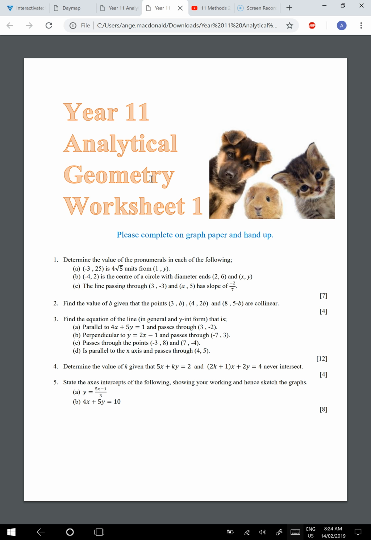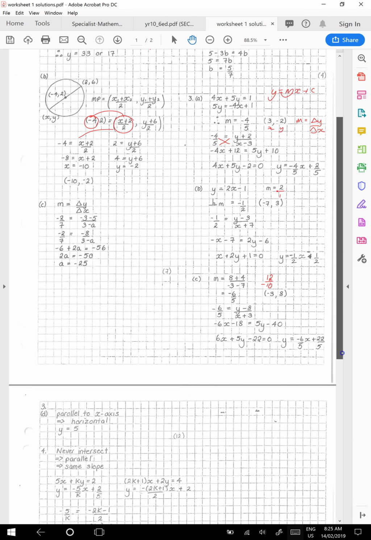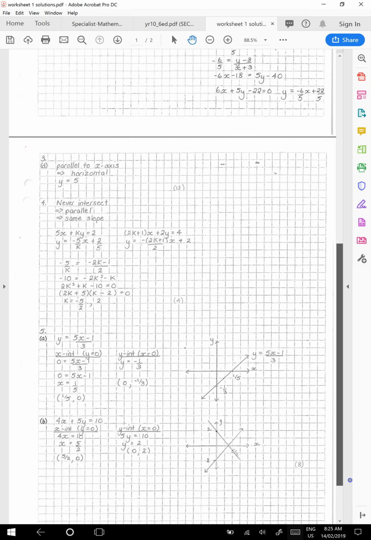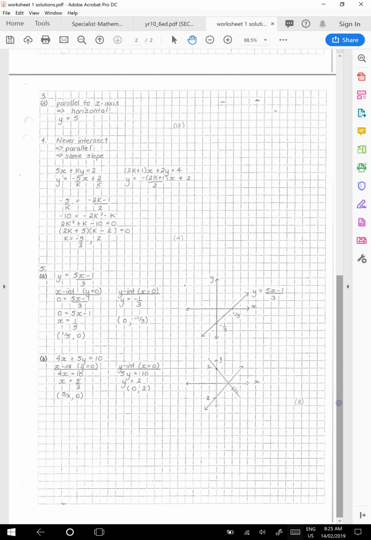D, it's parallel to the x-axis and passes through that point. Again, if you were stuck, I'd like to see that you've drawn a diagram rather than leaving it blank. When it says it's parallel to the x-axis, that means it's horizontal. So we've got a line here that's horizontal, because that's my x-axis. It's passing through the point 4, 5. That means any point on this has a height of 5. So this is the line y equals 5.